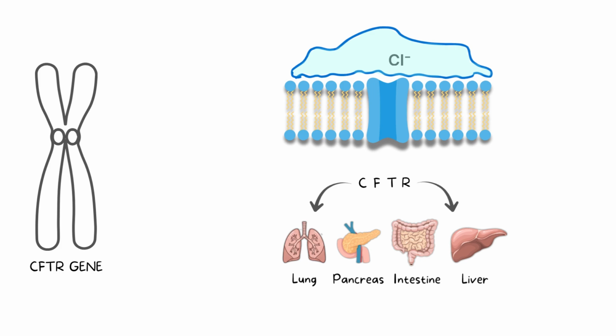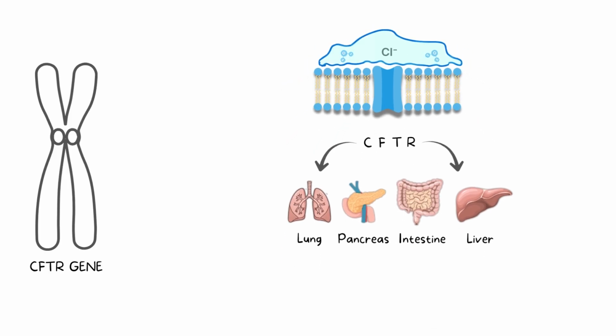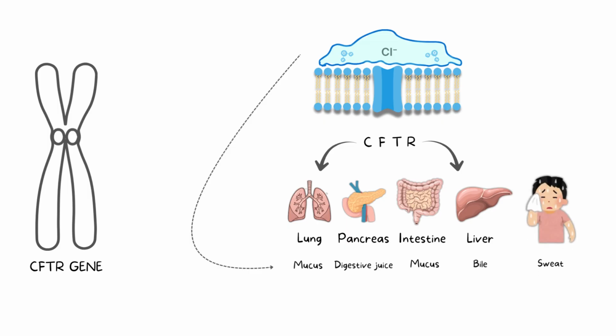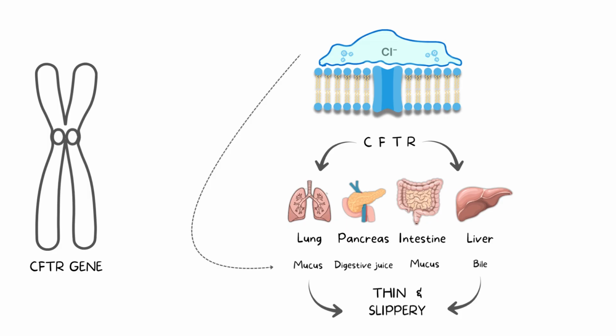Because the movement of water closely follows ions due to osmosis, this channel also regulates how much water is drawn into these secretions. In doing so, the CFTR protein ensures that many of the body's fluids, such as mucus, digestive juices, bile, and even sweat on the skin, remain thin, hydrated, and slippery.